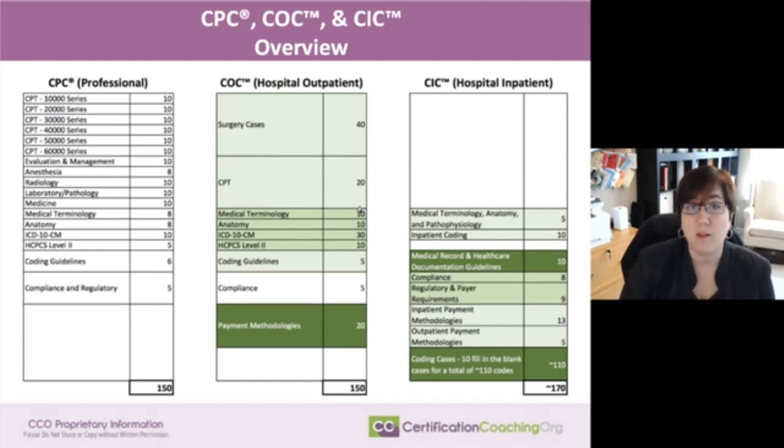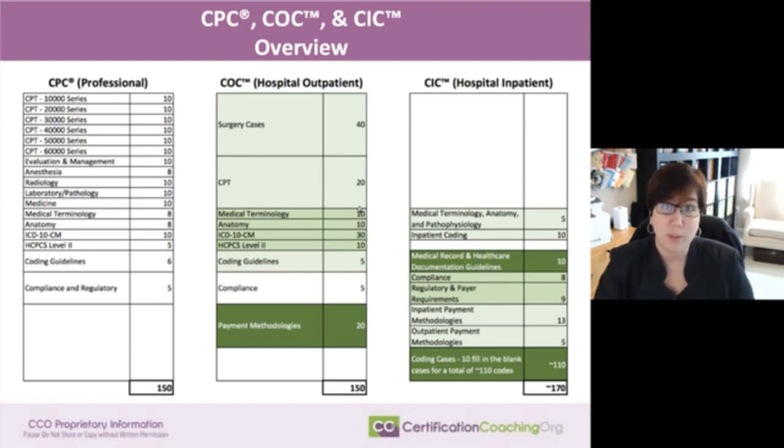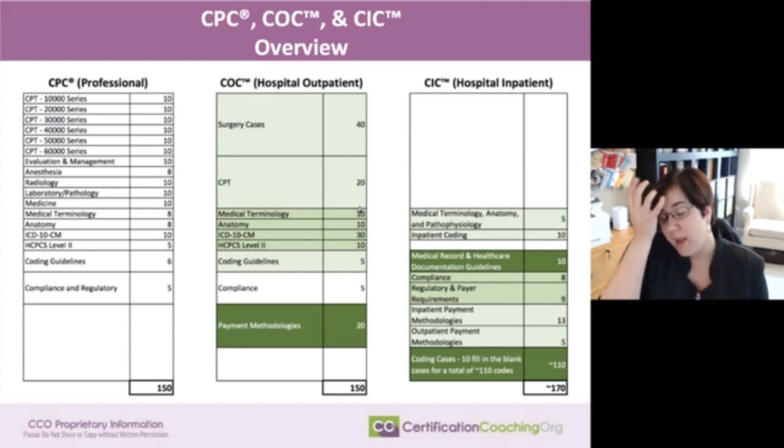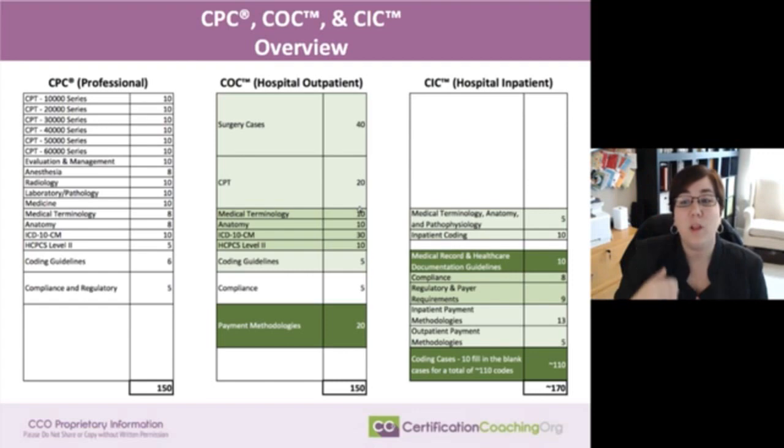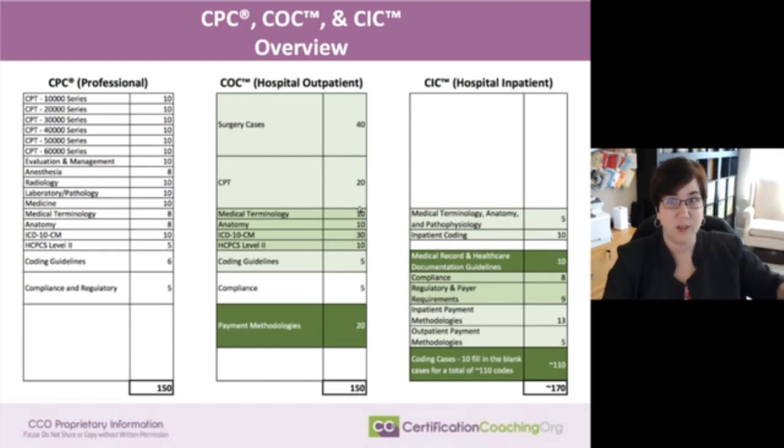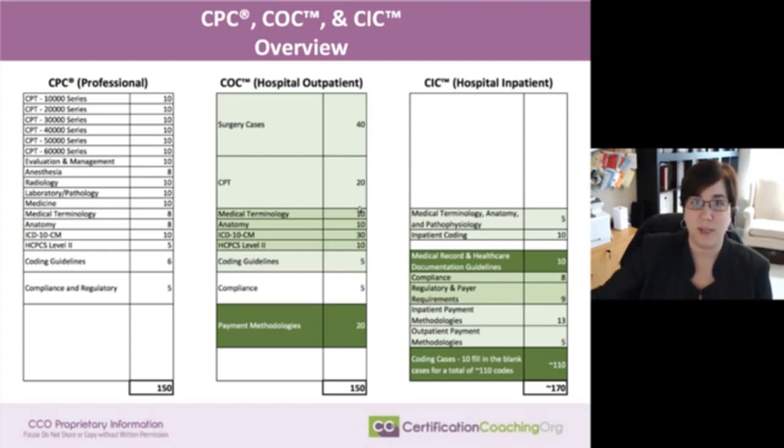For the most part, the services are reported exactly the same way. They're also reported on a CMS 1500. And when we talk about claim forms, the CMS 1500 is what the professional side uses and what the hospital outpatient department uses. Interestingly enough, when we look at some of the guidelines for ICD-10-CM, you'll notice that they split them kind of as professional and hospital outpatient or completely inpatient. And that's kind of what these credentials are doing as well.